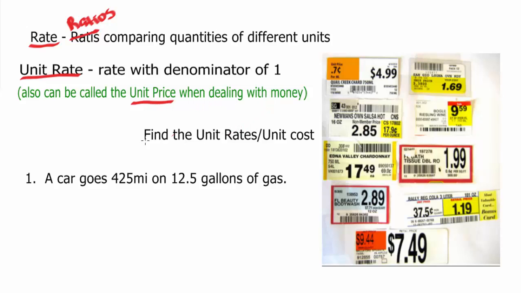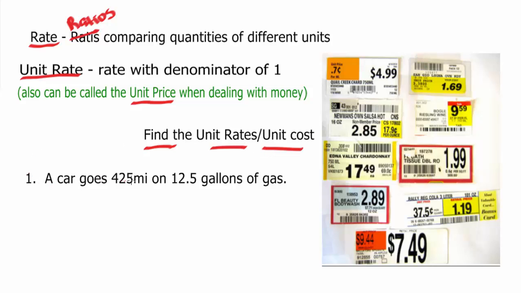Okay, so to find the unit rate, you just have to divide. Okay, so a car goes 425 miles on 12.5 gallons of gas, and it just says find the unit rate, okay, or unit cost if we're dealing with money.